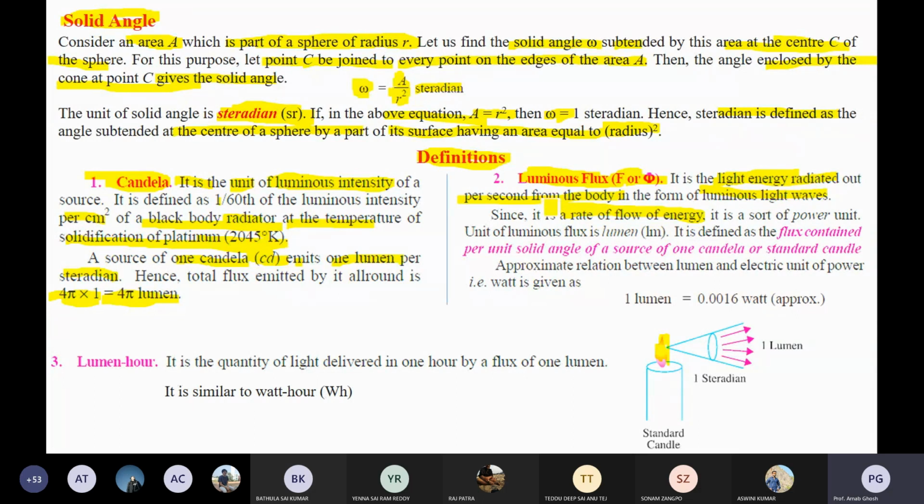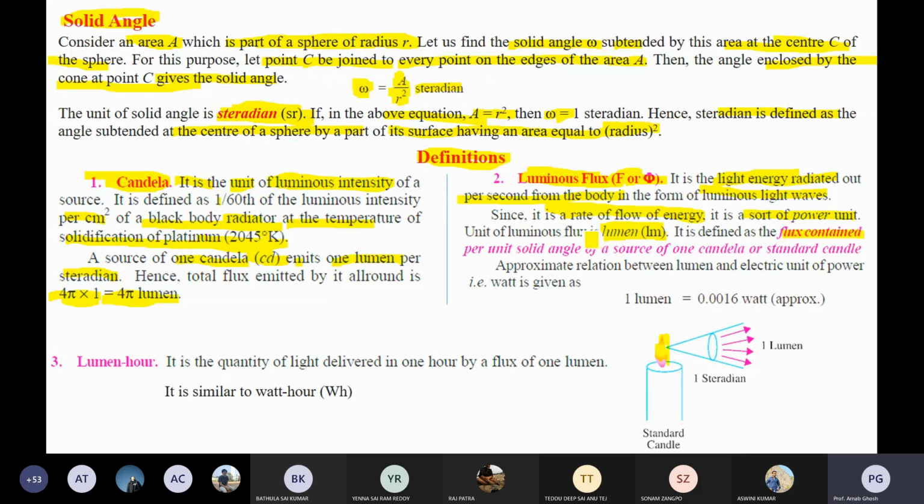Okay, how much luminous flux content per unit solid angle. So all kinds of calculation is done by the reference of solid angle. So solid angle is the master unit, the most important unit. So you are counting how much flux is coming out from the per unit solid angle of a source of one candela, that is called the lumen.